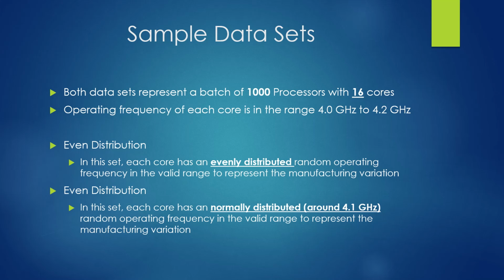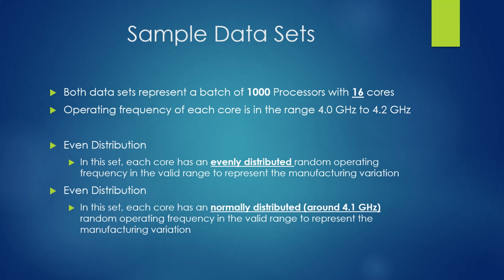So as I mentioned, there are two different data sets that I have used in this process of simulation. Both of these data sets represent a batch of 1,000 processors that have 16 cores each. So in other words, a manufacturing batch of 1,016 multi-core processors.